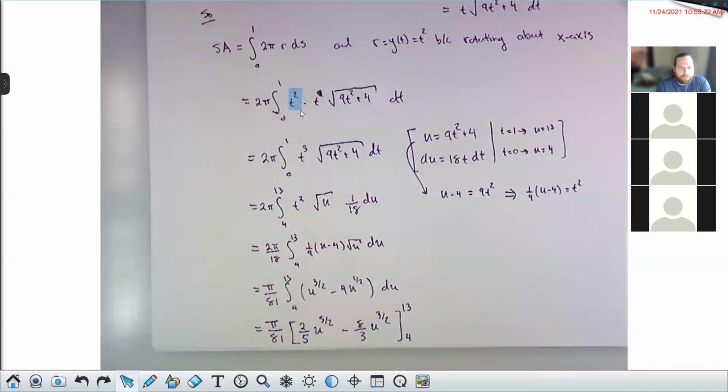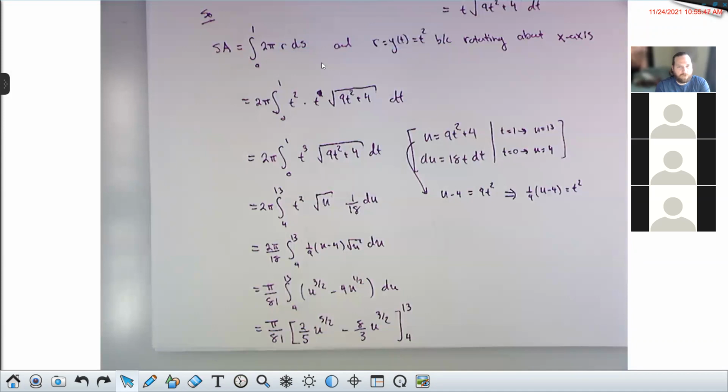And this extra piece out front tends to make life a little easier. Just integrating ds means just integrating the square root. The radius here, which is sometimes your y function and sometimes your x function, tends to give you a little extra piece that you can kind of use for a u sub. Whereas the pure arc length integrals, just the integral of ds, tend to require trig sub more often.